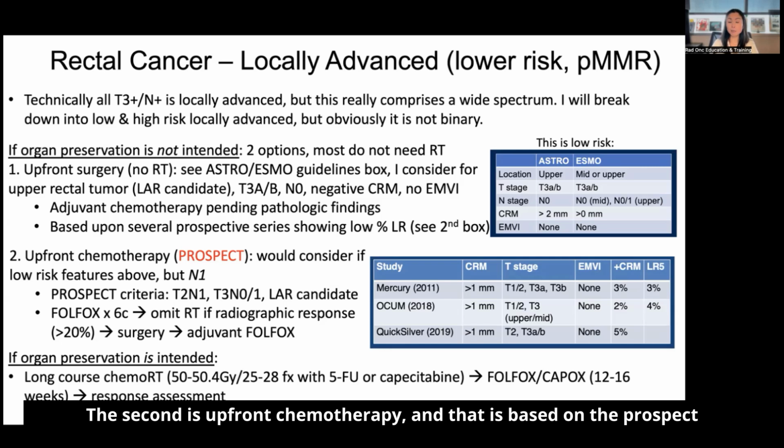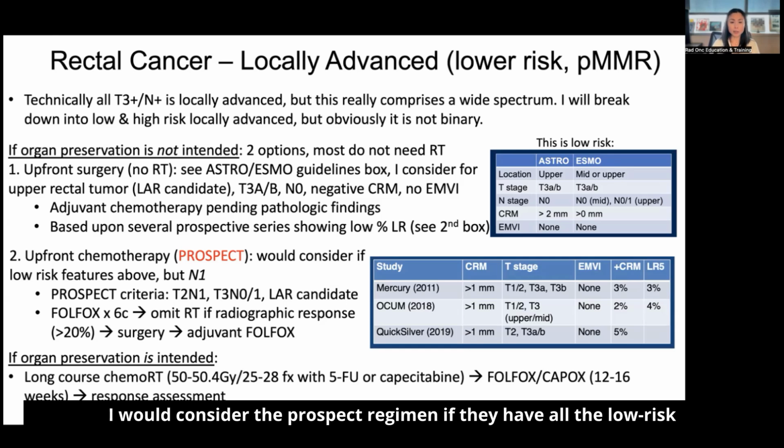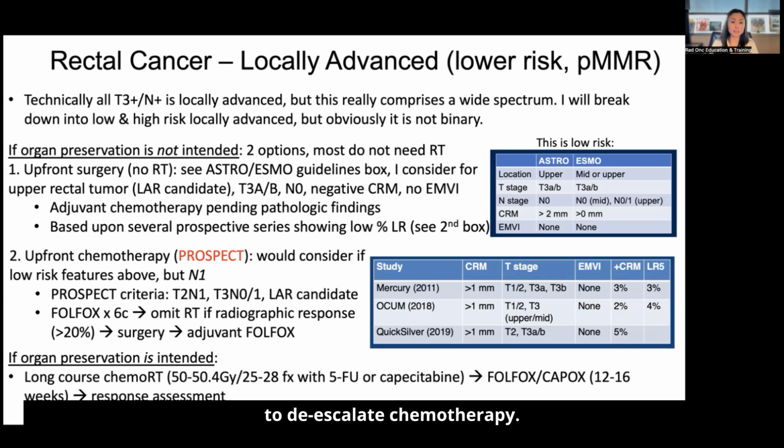The second is upfront chemotherapy, and that is based on the PROSPECT trial. So on these slides, the studies that I think are important are going to be in red. So I would consider the PROSPECT regimen if they have all the low risk features above, but potentially if they're node positive as well. Otherwise, I really do like the upfront surgery option a little bit more because the option to de-escalate chemotherapy.